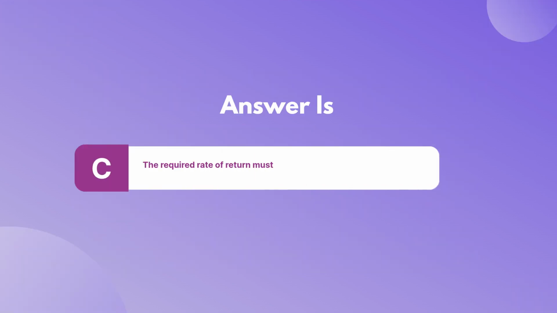Answer is C. The required rate of return must be greater than the dividend growth rate.